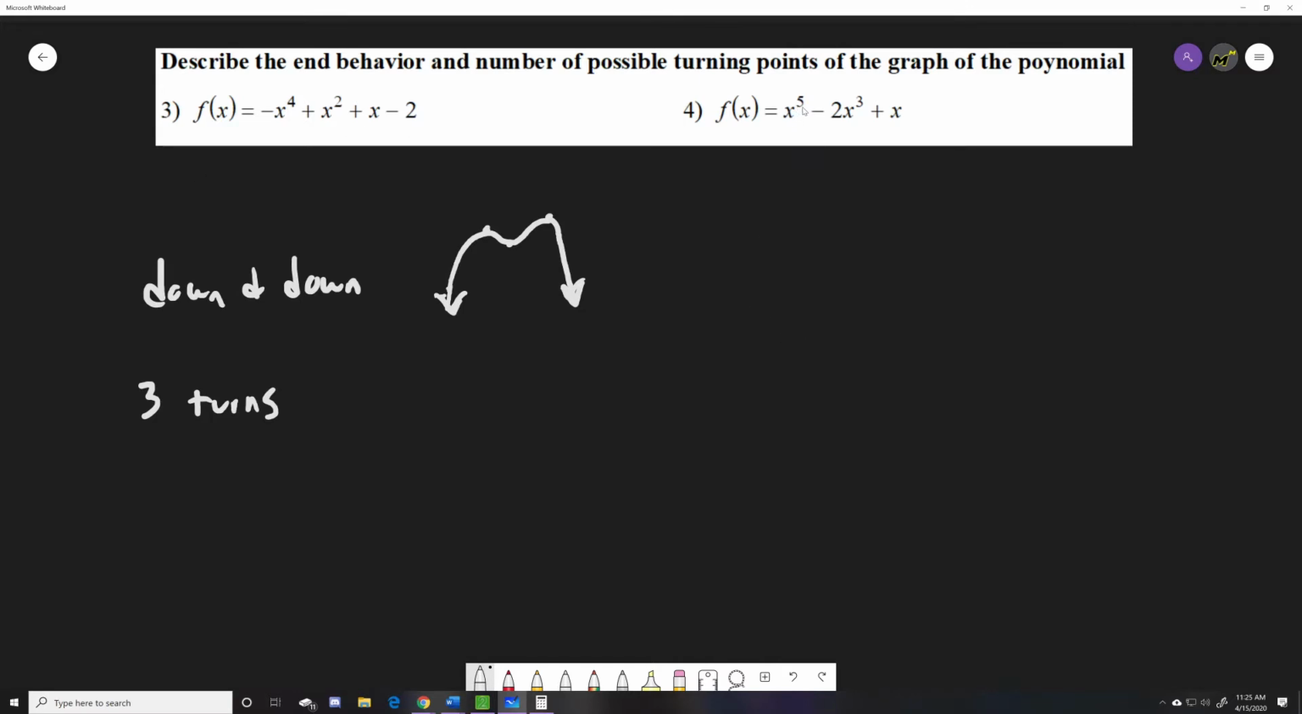Number 4, let's see, we have a positive leading coefficient and an odd power. Okay, if I'm thinking positive, it starts in the bottom left and goes up to the right, so this would be down and up for our end behavior. And with a power of 5, that means we'd have a maximum of 4 turns for this graph. And again, if you were to sketch it, you could start down, 1, 2, 3, maybe something like this. You'd have 1, 2, 3, 4 turns in your graph. Alright, let's go on to the next.